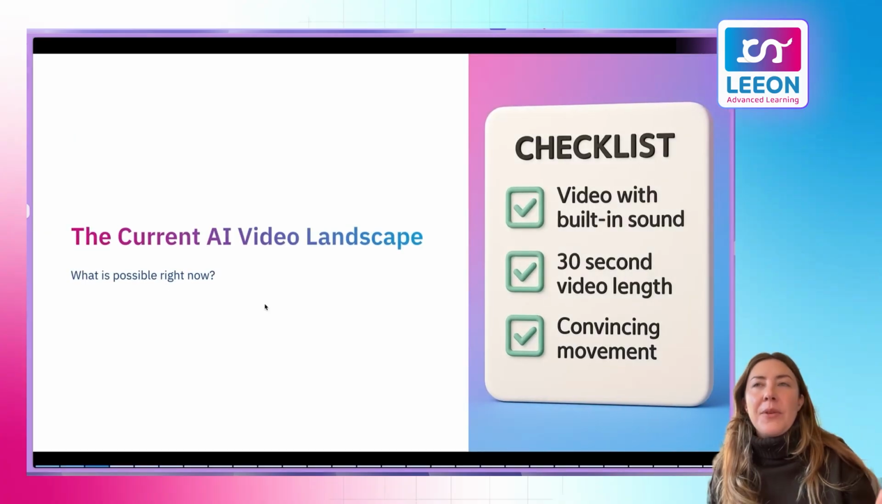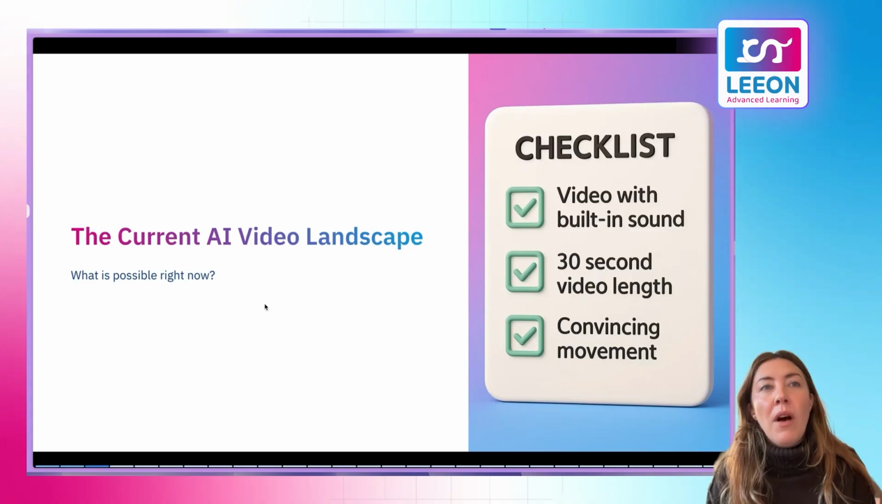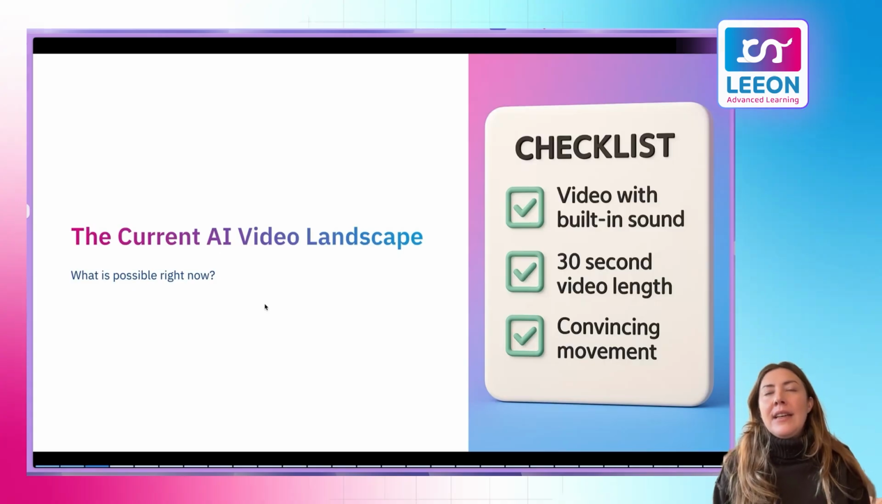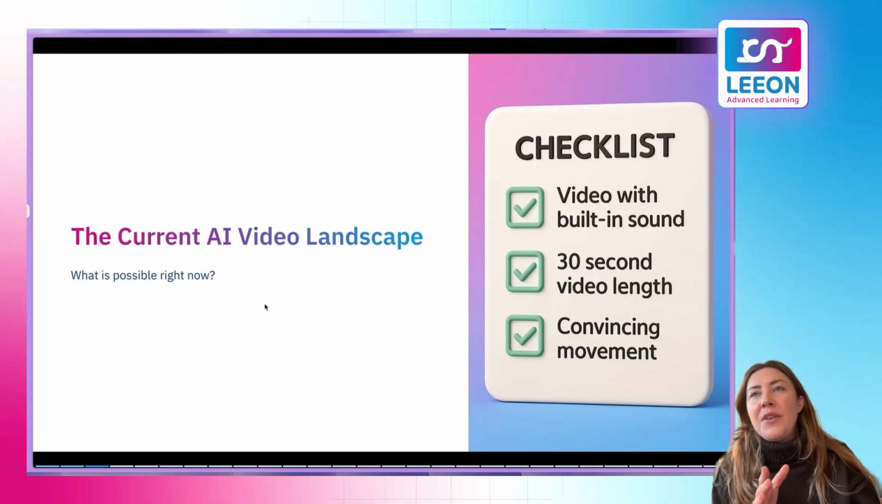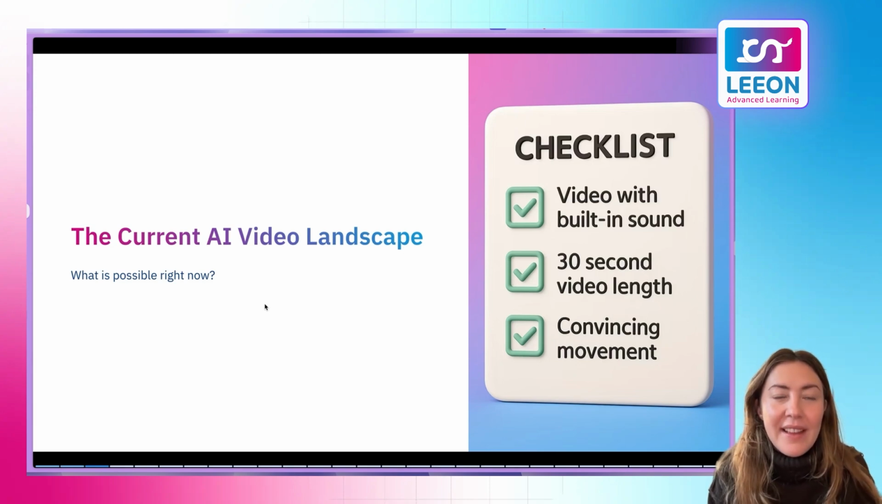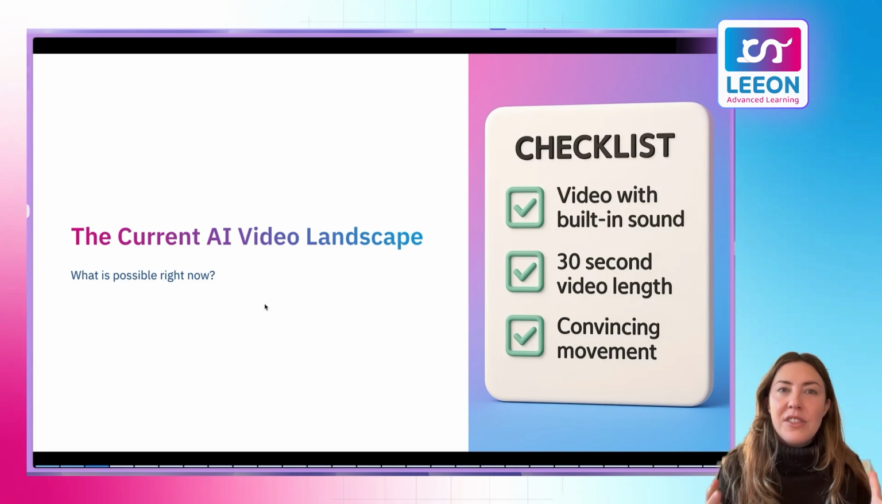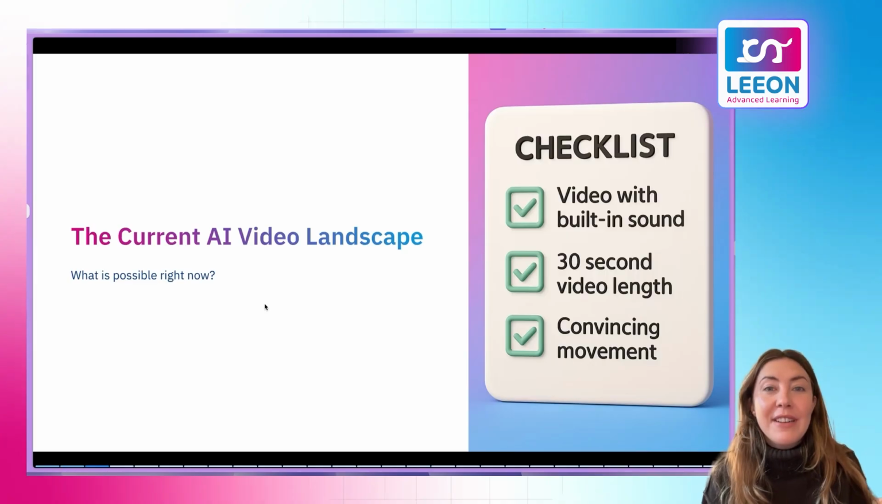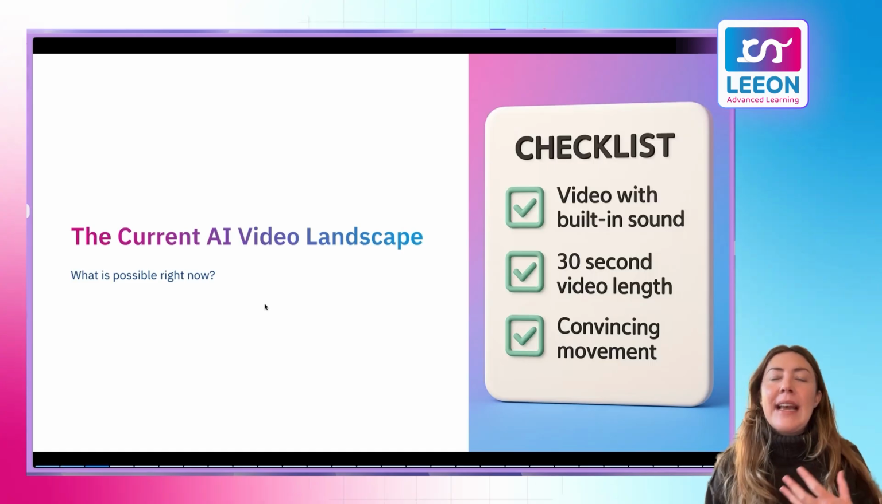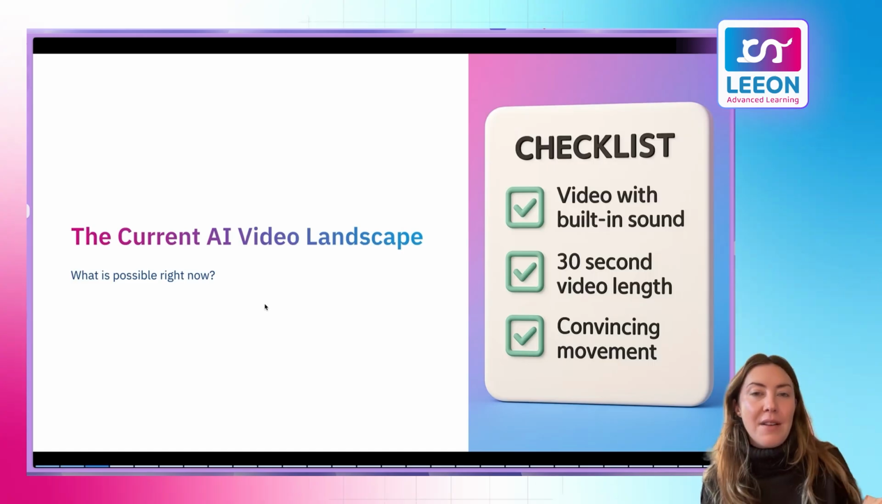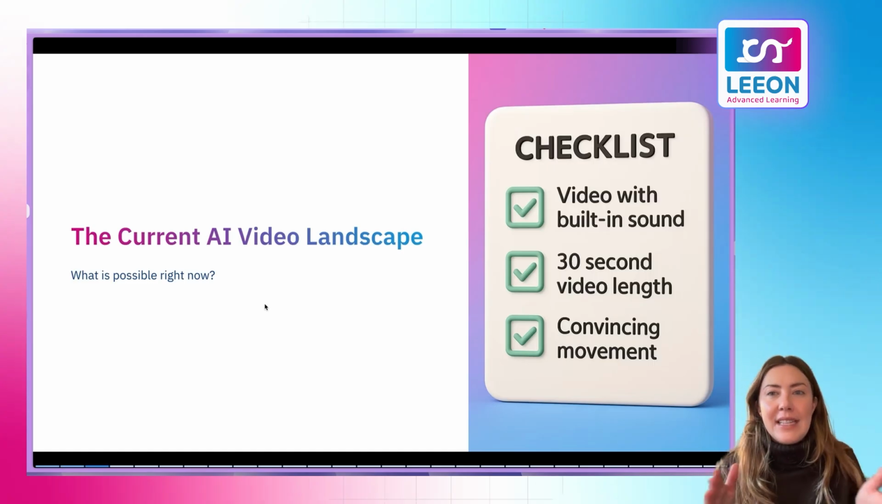All right, so let's talk about the current AI video landscape. What is possible right now? So we have video with built-in sound. That's something like VO3, which allows us to essentially prompt what we want our characters in our video to say. And then they say it, which is really great. Generally, we can add background sound into these small clips. Pretty cool.